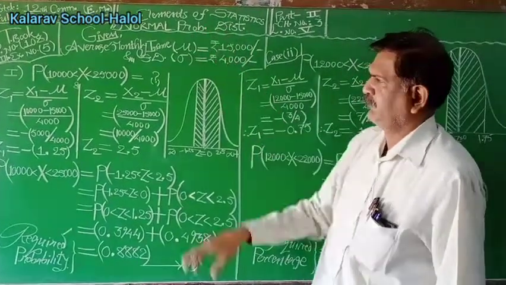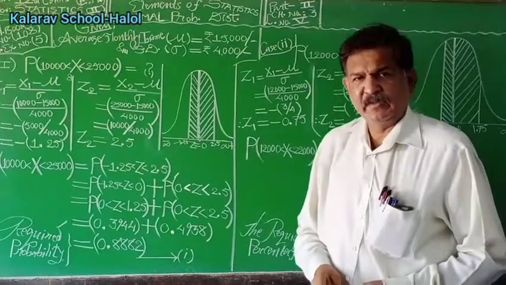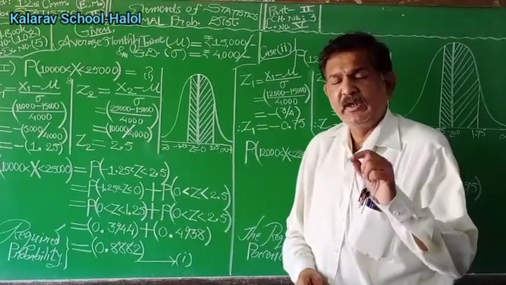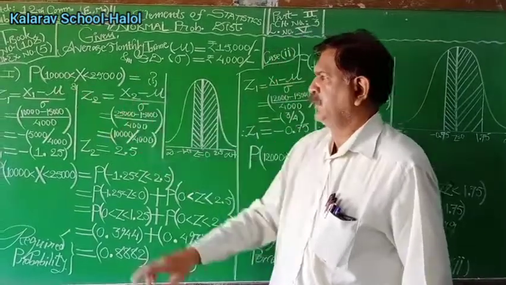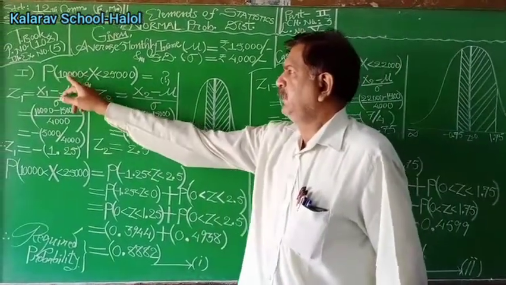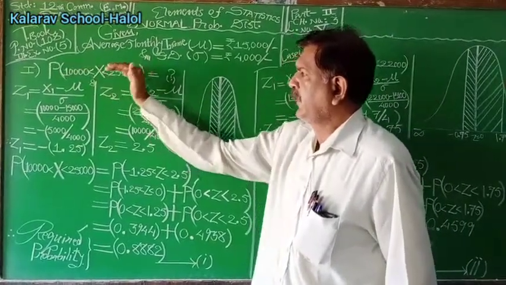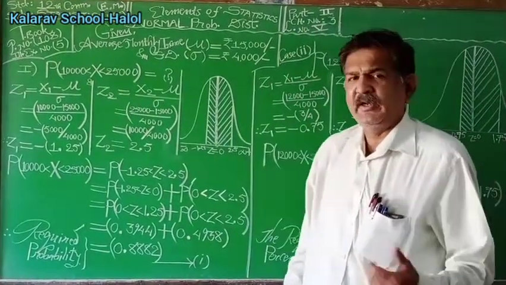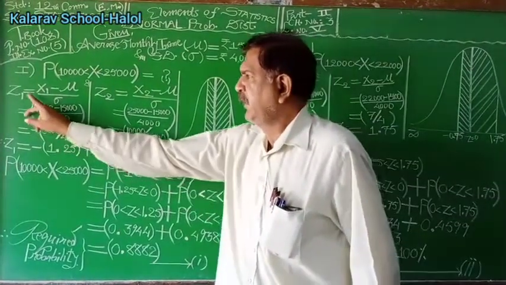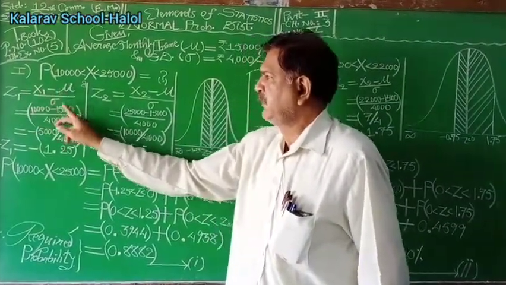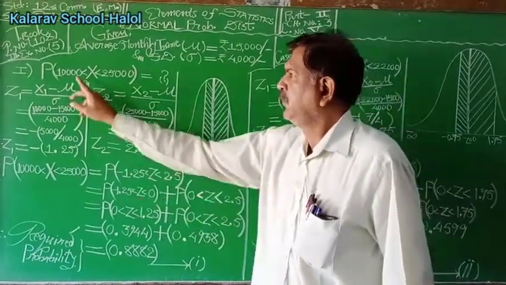It is given. Now find the probability that monthly income remains within the range 10,000 and 25,000. This is x1 and this is considered as x2. The normal variate should be converted into the standard normal variate z1 and z2. z1 is given by x1 minus mu upon sigma, z2 is given by x2 minus mu upon sigma.